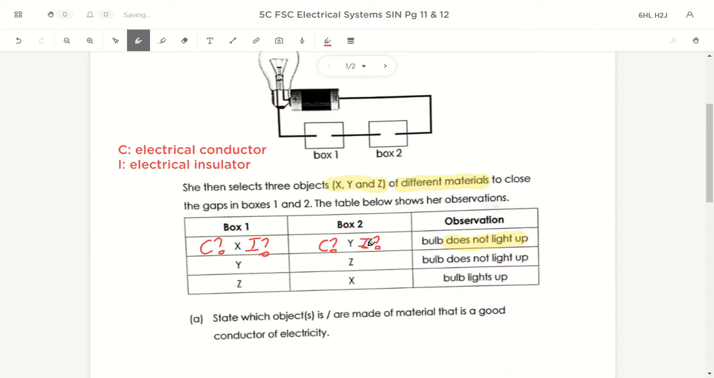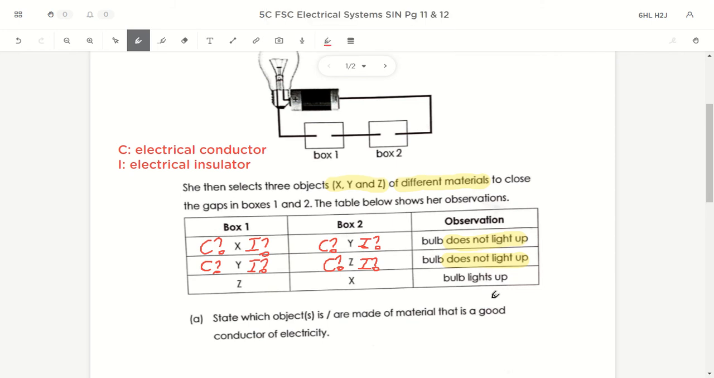Alright, so the second observation: if I put Y in box 1, Z in box 2, the bulb still doesn't light up. So at this point, I will write again. I don't know about Y. It might be a conductor. It might be an insulator. Z might be a conductor. Z might be an insulator. So I'm not sure which one is a conductor or insulator.